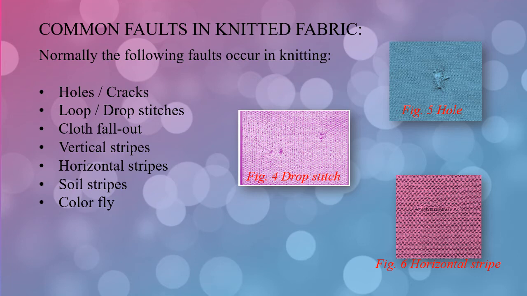Horizontal stripes are caused by unevenness in the courses. Soil stripes can appear both in the direction of wales as well as courses. Color fly consists of single fibers, bunches of fibers or yarn pieces in the fibers, and is very difficult to remove.